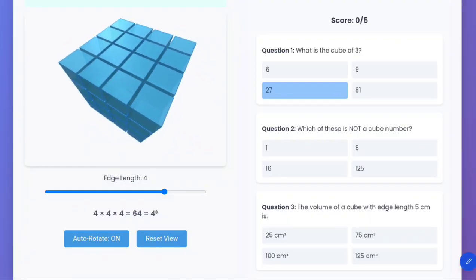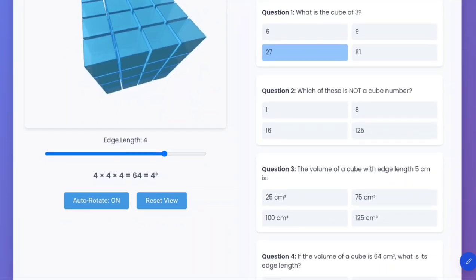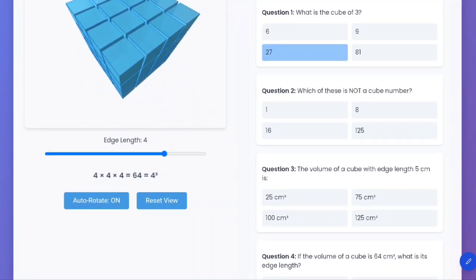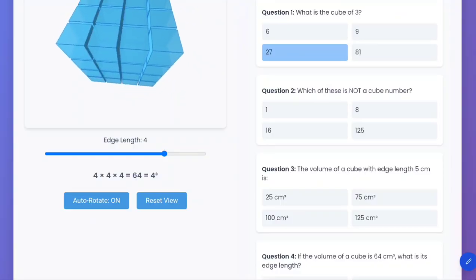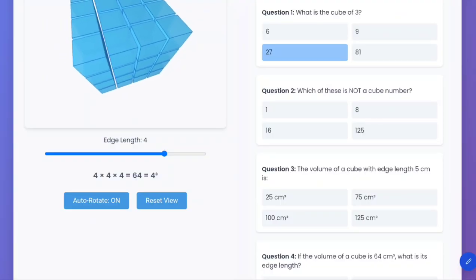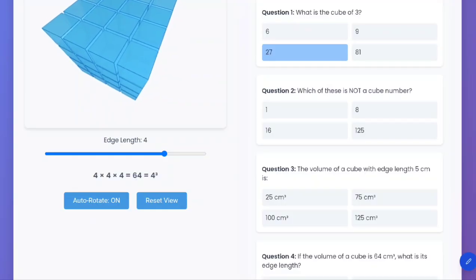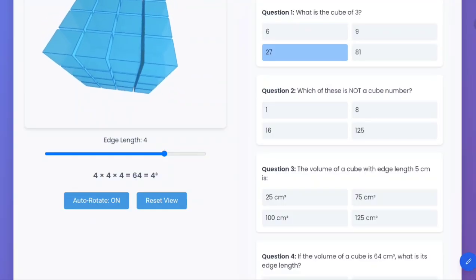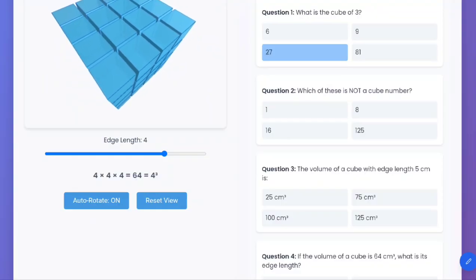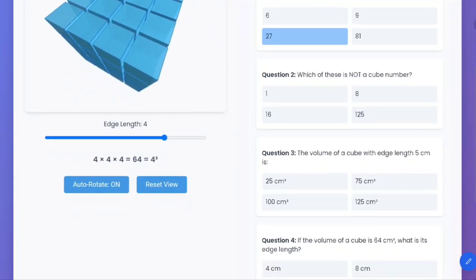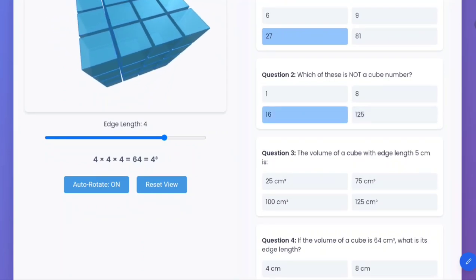Which of these is not a cube number? Remember, a cube number is formed by a number which is multiplied with itself 3 times. So which of these numbers cannot be formed by a number multiplied with itself 3 times? That is 16. 1 is a cube number, because 1 times 1 times 1 is 1. 8 is also a cube number, that is 2 times 2 times 2. 125 is also a cube number, that is 5 times 5 times 5. But 16 is not a cube number.